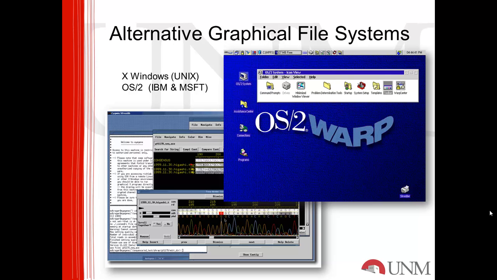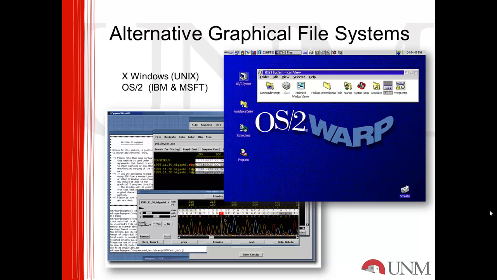IBM also tried to develop its own graphical user interface operating system called OS/2. And it was interesting, that was also an IBM and Microsoft collaboration. And early in the 80s, they had yet another falling out. And so IBM continued developing OS/2 on its own up until around 1995.